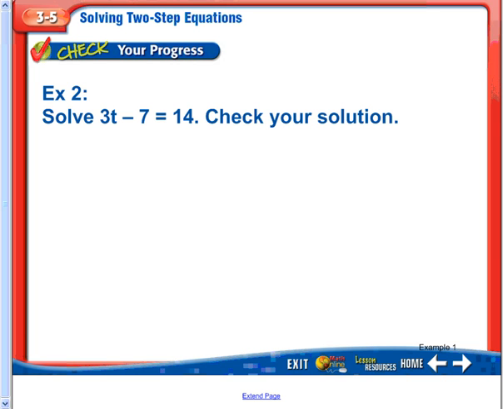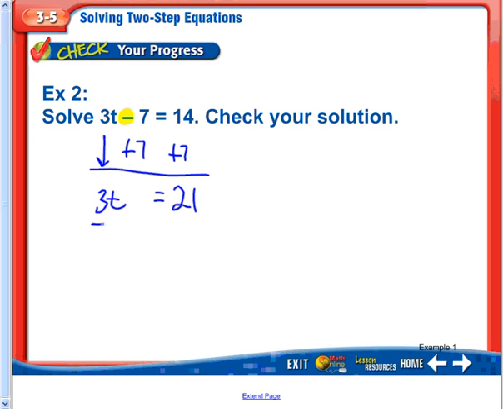Example number 2. Again, we need to get rid of any addition or subtraction to the side of the variable. The inverse operation of subtraction is addition, so we'll need to add 7 to both sides of the equation. That'll leave us with 3t equal, if I have 14 and have 7, I have 21.